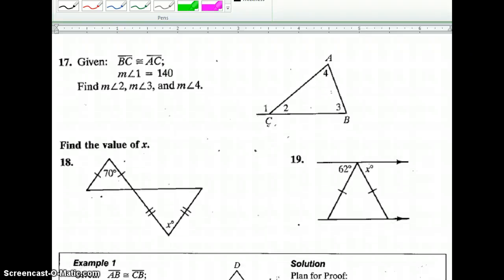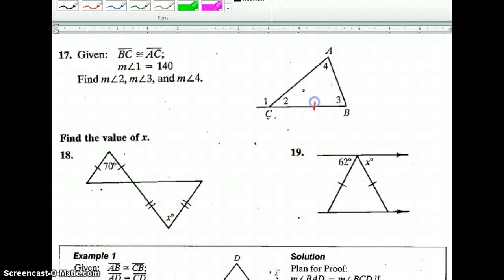Let's do number 17. Given that BC is congruent to AC, measure angle 1 is 140. Find 2, 3, and 4. Oh, this is not a proof. Given makes me think proof. Well, 140 has to equal these two added up. You're probably thinking if this is 140, this one has to be 40, which is right.